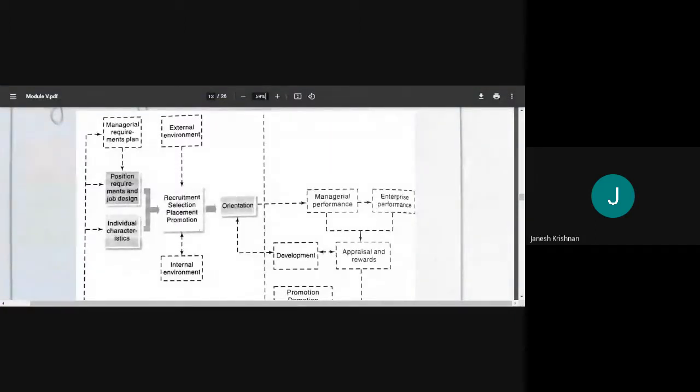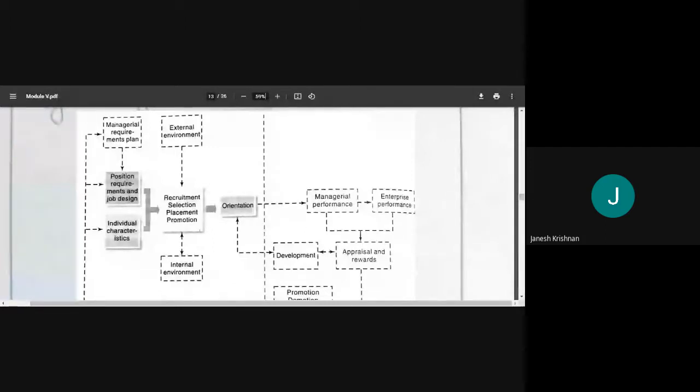So what do we do? We know the manager requirements plan, that is, what is the plan of the company, what is our goal, what is our objective. Based on that, we have the position requirements and job design. Like we said, for example, we have an office in Kannur and we are going to open an office in Cochin. That's our aim, that's our objective.